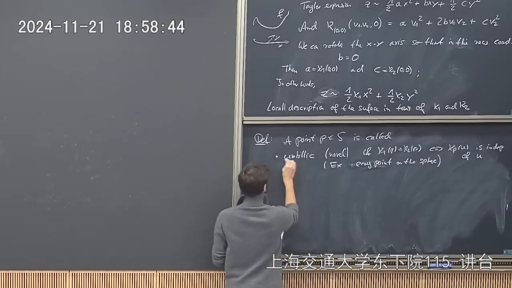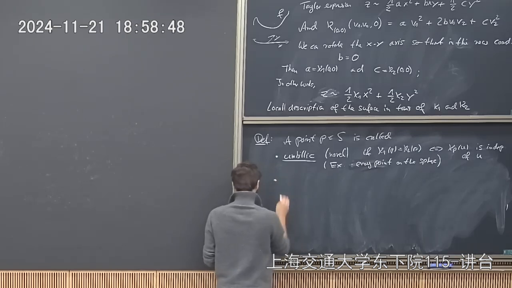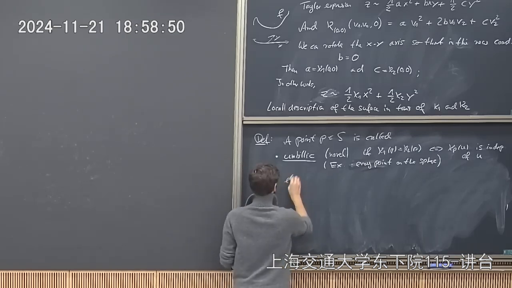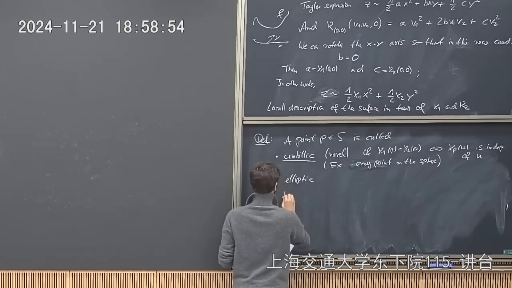So that's the case of an oblique point. And now we have elliptic, parabolic, and hyperbolic.